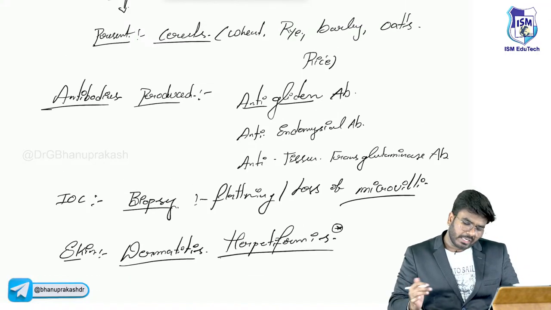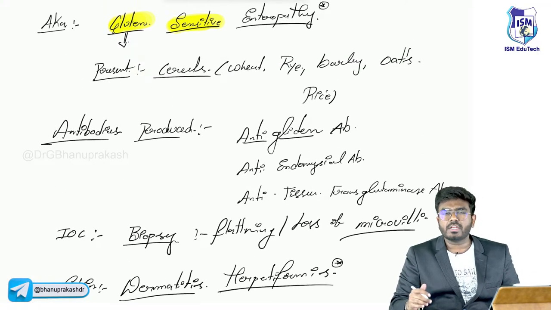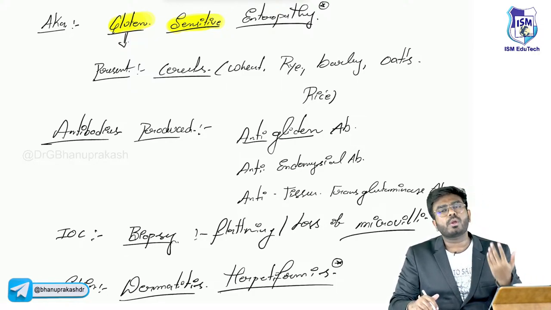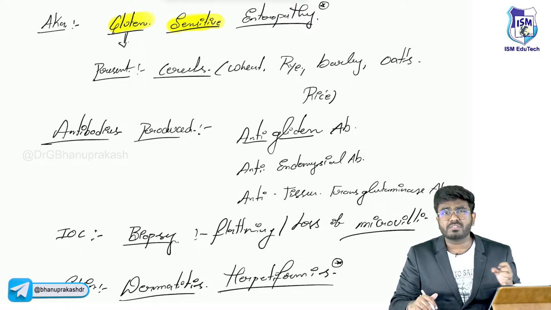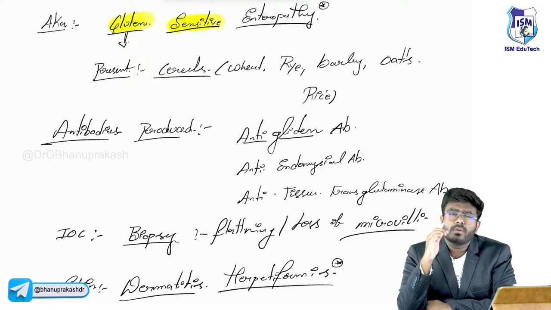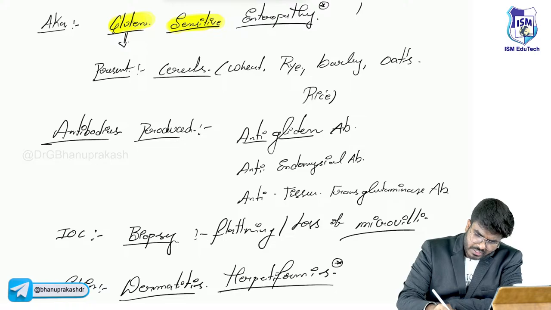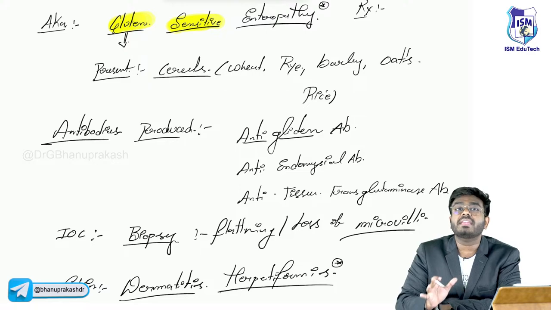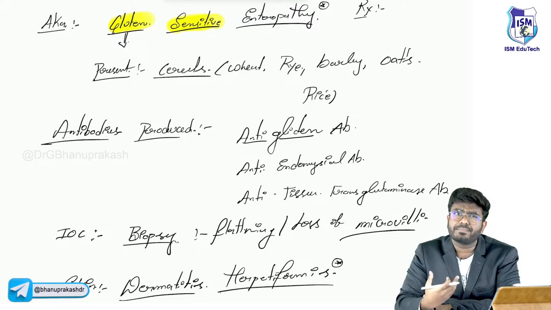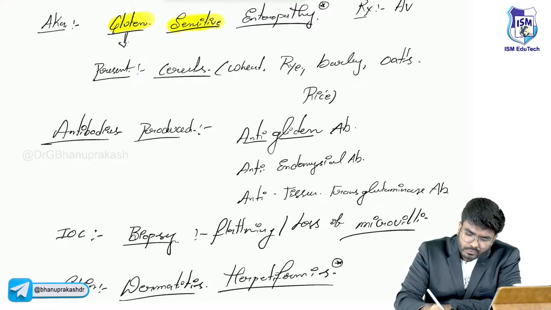Now, what is the treatment that one should give to these patients? These are genetically predisposed patients. Whenever they take wheat again and again, antibodies are going to be produced, flattening of the villi is going to be seen, and malabsorption. Whenever the food is not properly getting absorbed, that will lead to diarrhea. So the treatment is to restrict these patients from taking substances that have gluten.